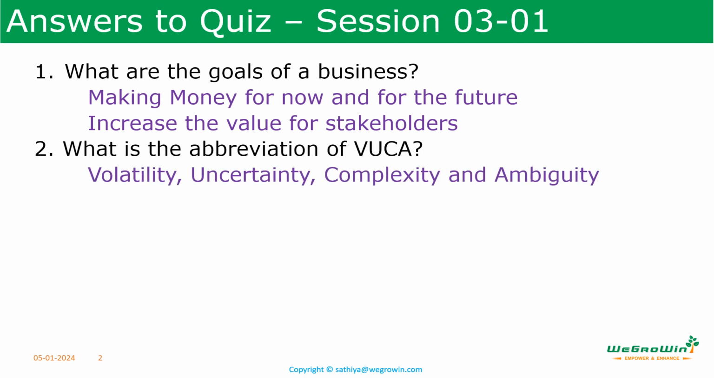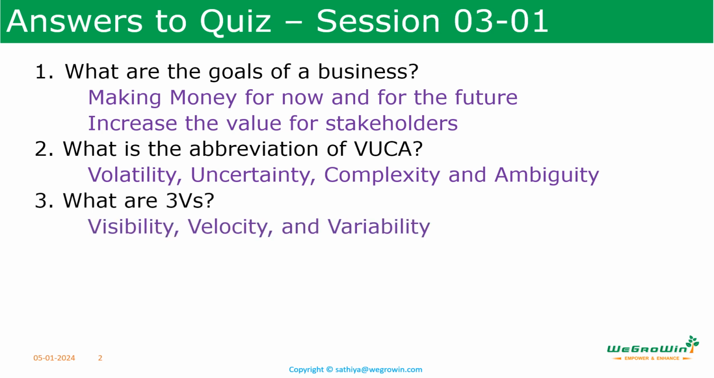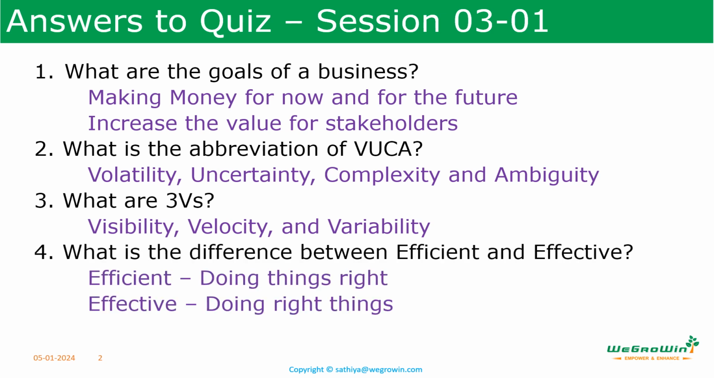What is the abbreviation of VUCA? Volatility, uncertainty, complexity, ambiguity. What are the three V's? Visibility, velocity, and variability. What is the difference between efficient and effective? Efficient means doing things right. Effective means doing the right things.